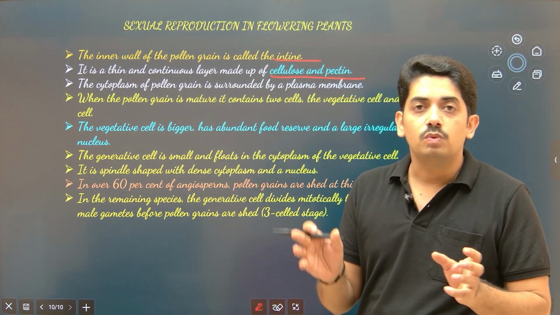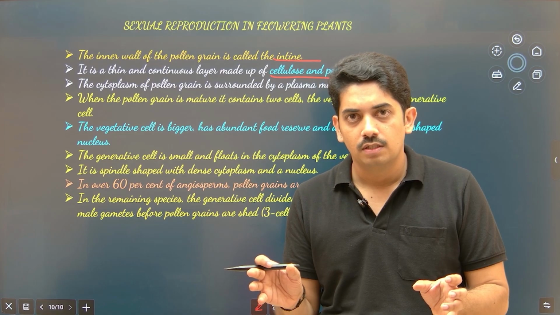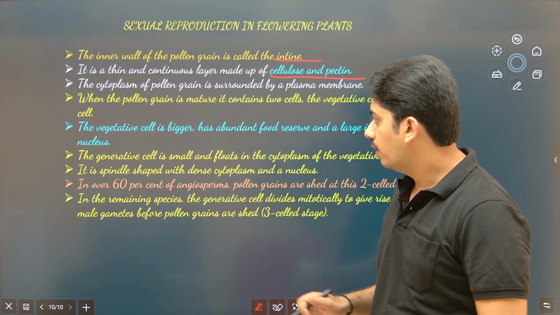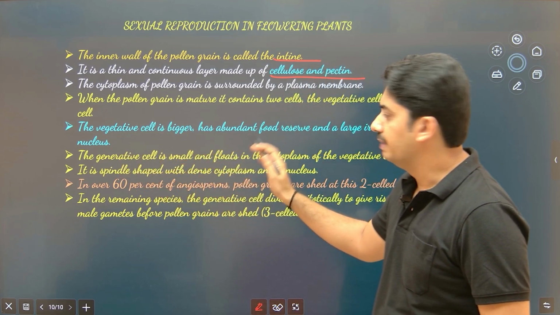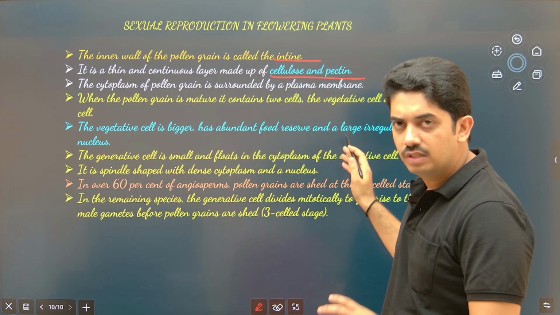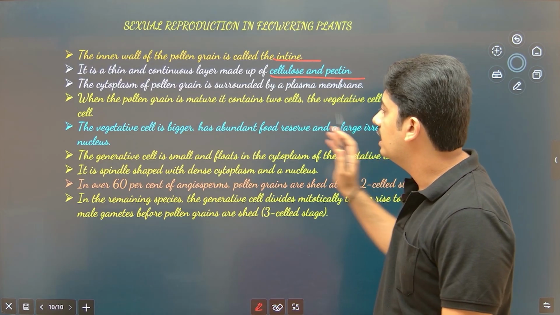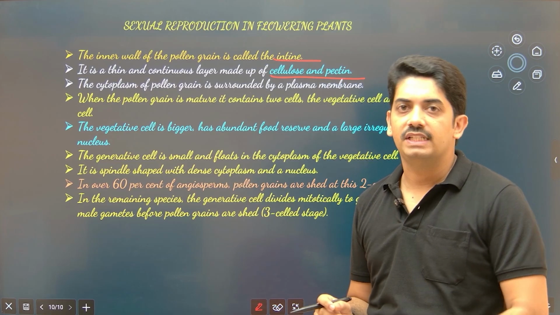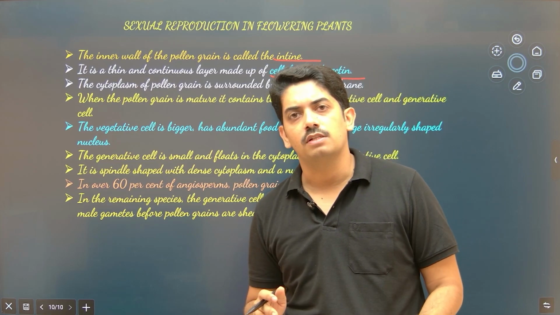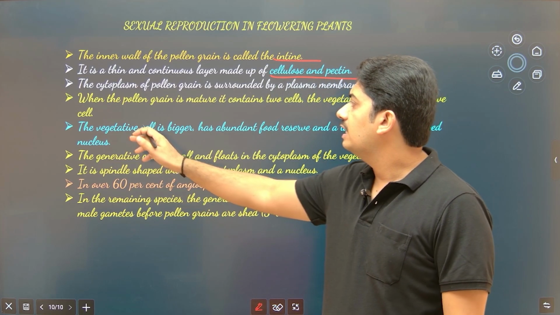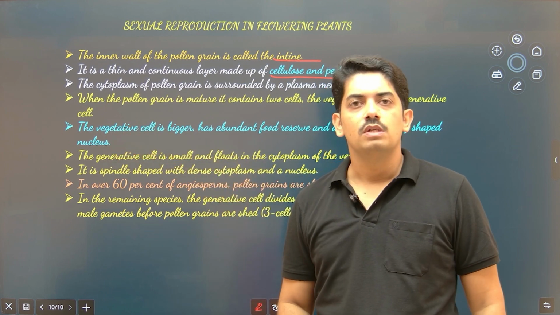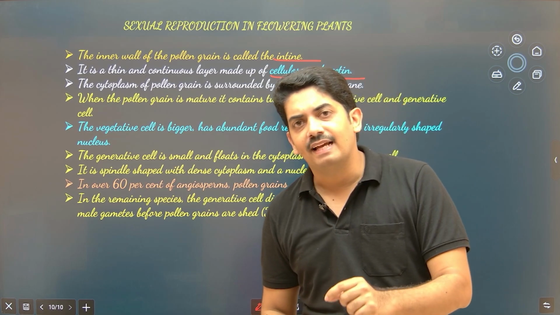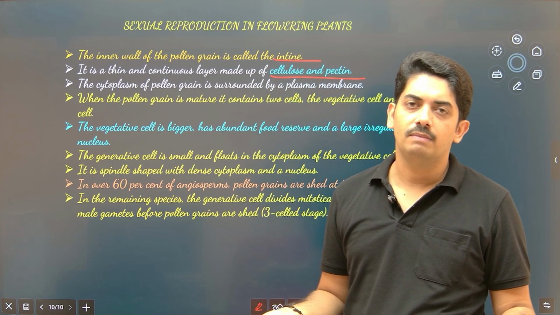Why? How are these two unequal sized cells produced? By the formation of asymmetric spindles. That part is very important. The vegetative cell is bigger, has abundant food reserve, and a large irregularly shaped nucleus is present. So this is the characteristic feature of the vegetative cell. Sometimes while framing the questions, they just change the word. Here, in place of vegetative cell, they change it to generative cell. You should know the exact character. If you know the purpose why they have it, then finding the solution will become very easy.